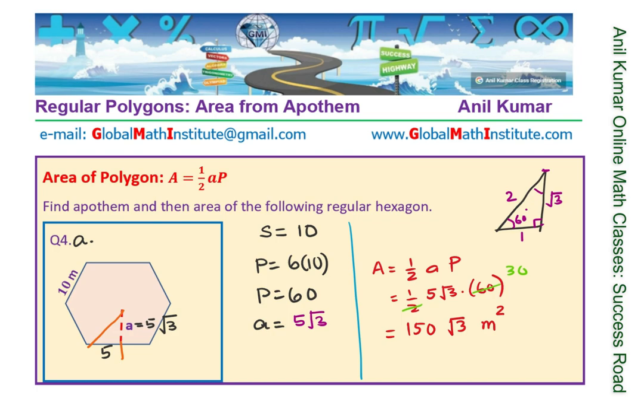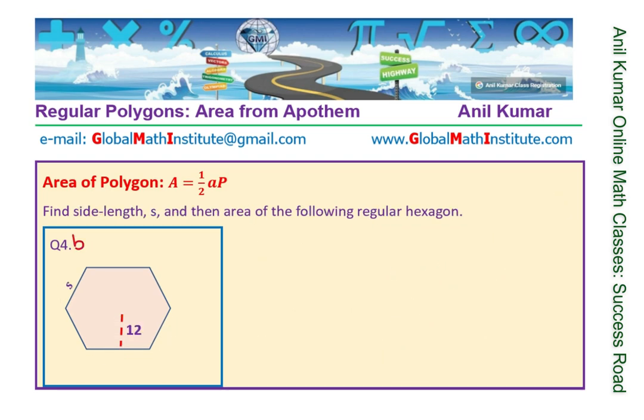Perfect. So here we have seen how, when one side is given to us, we can find the apothem and then the area. Now in the next example, which is 4b, we are given the apothem a as 12. We need to now find the side. Well, let's go back to our special triangle. It is very important to correlate where the sides are 1 to square root 3. So if I divide each side by square root 3, then what happens?